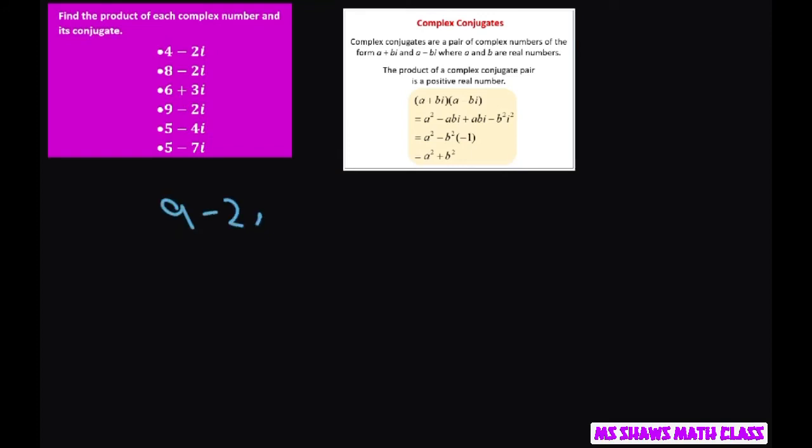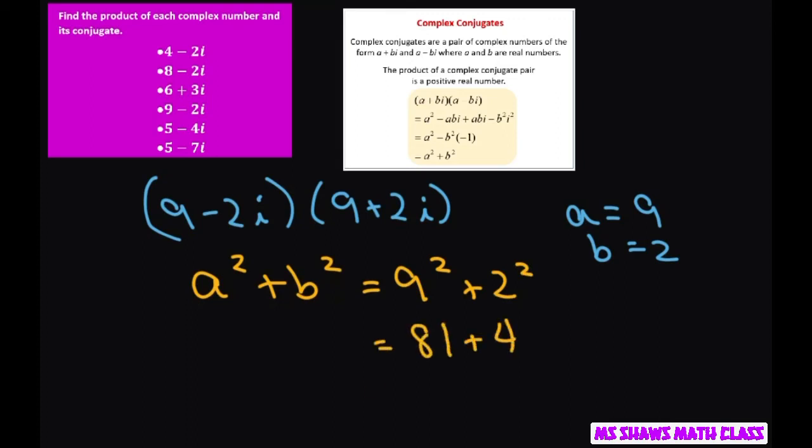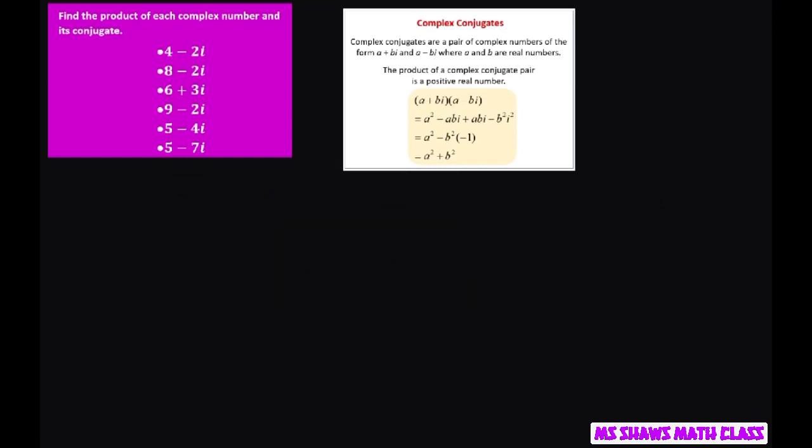9 minus 2i. So the conjugate is 9 plus 2i. So a equals 9, b equals 2. Therefore, you get a squared plus b squared equals 9 squared plus 2 squared. This equals 81 plus 4, which equals 85. And the last two, 5 minus 4i. The complex conjugate is 5 plus 4i.